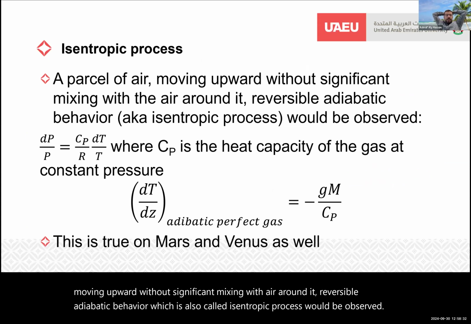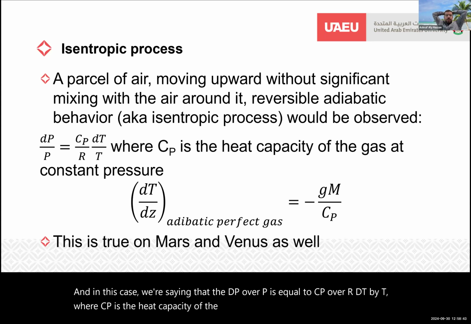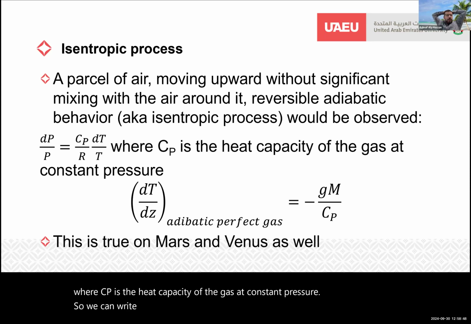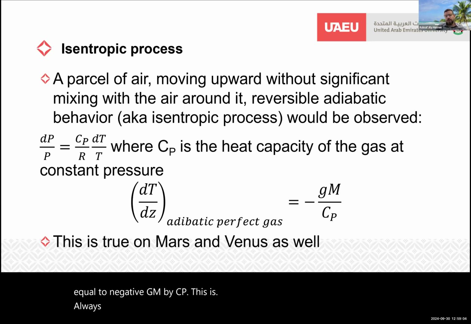In this case, dP over P is equal to Cp over R dT by T, where Cp is the heat capacity of the gas at constant pressure. So we can write the previous equation, dT by dz for an adiabatic perfect gas, as negative G M by Cp. This is always applicable on Earth. It's also true on Mars and Venus.